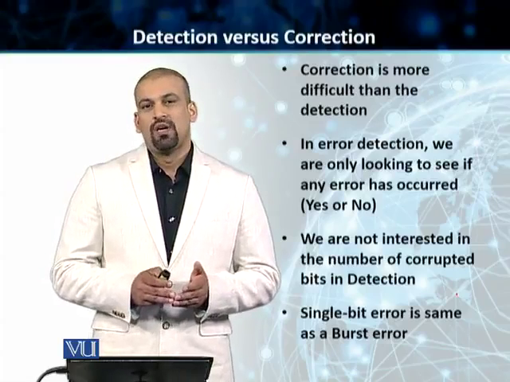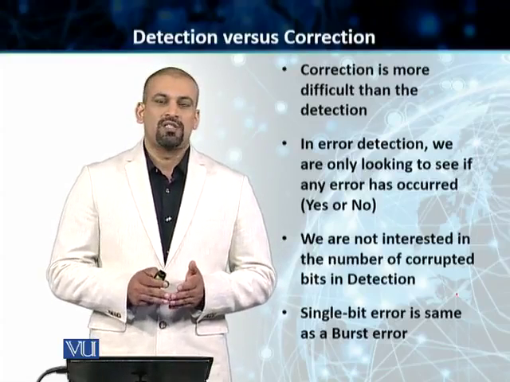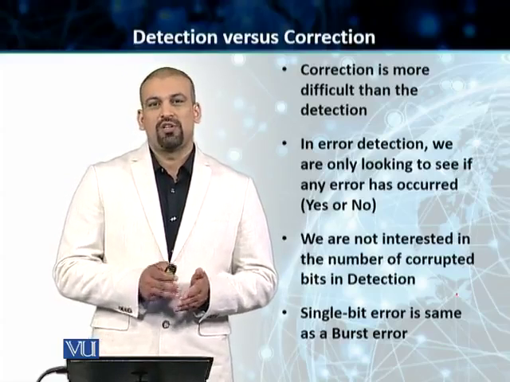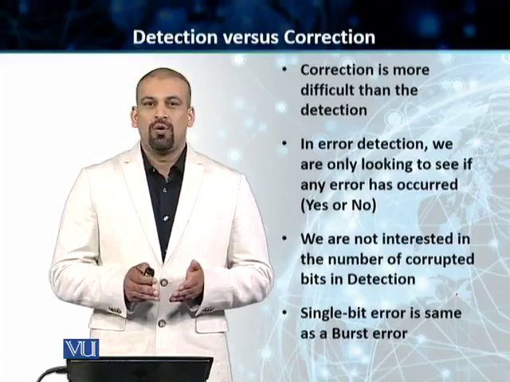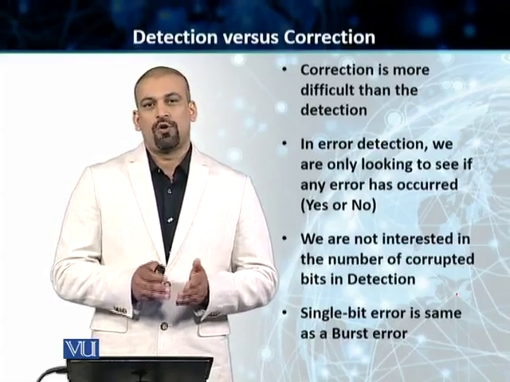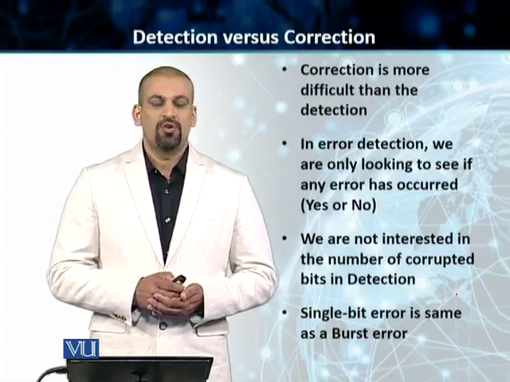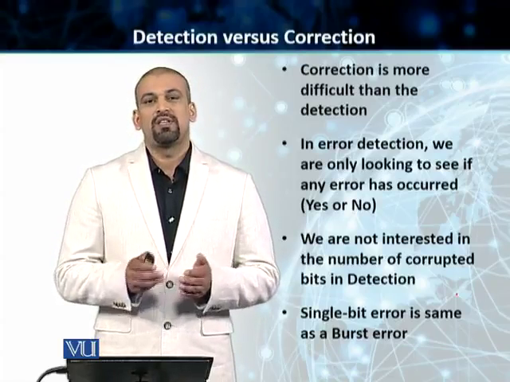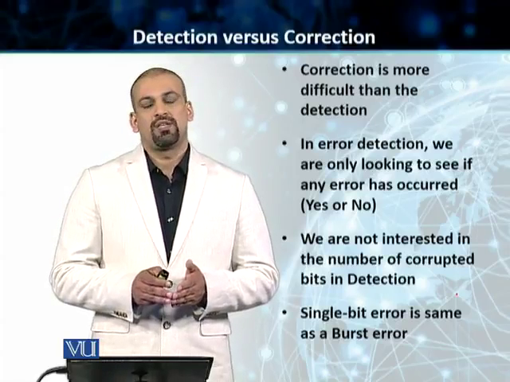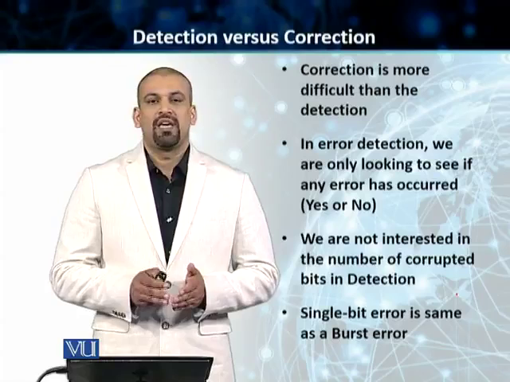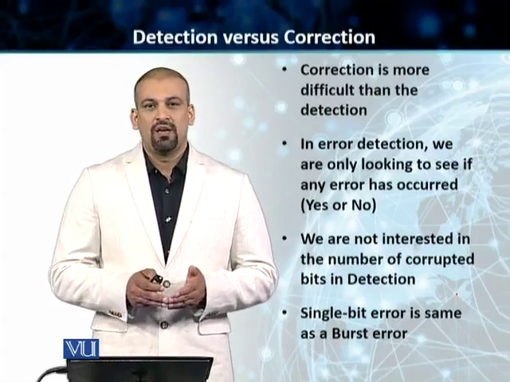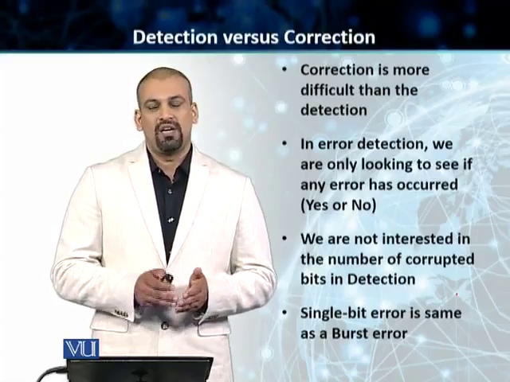We are not concerned with how many bits are impacted. We are not concerned with which bits are impacted or what is the location of the error. All that we need to know is a yes or a no to the question of whether the error has occurred or not. Students, you'll see in the further discussions that this type of error detection without any mechanism for error correction is normally employed in the cases where the only way for us to fix an error is to employ a retransmission.